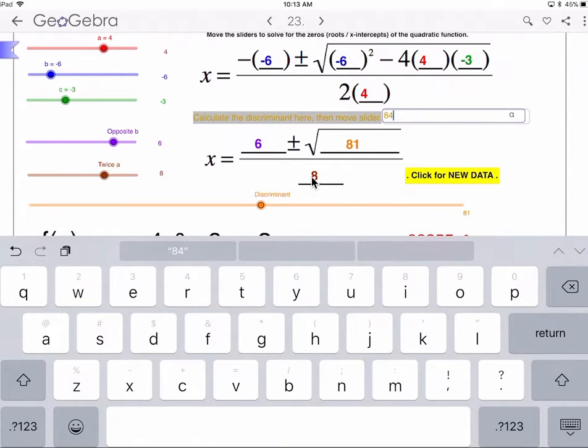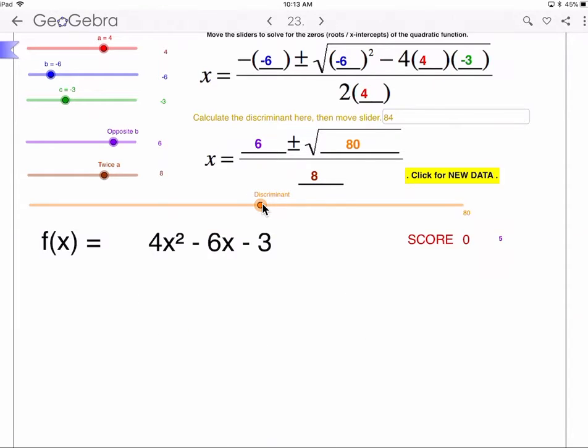I now have to go down to the slider and move this slider to 84. And remember, sliders, if you can't get the slider, you can get close and then just tap left or right. So now I get a new pop-up and it says, how many roots or zeros or x-intercepts do you have? Well, the value underneath the radical is a positive value, so I'm going to have 2.